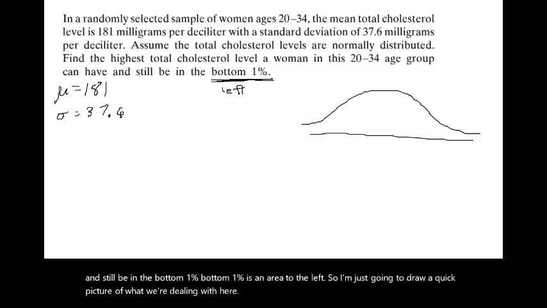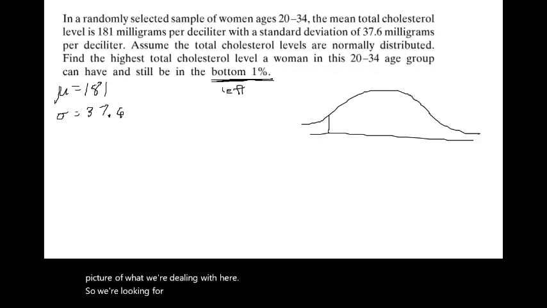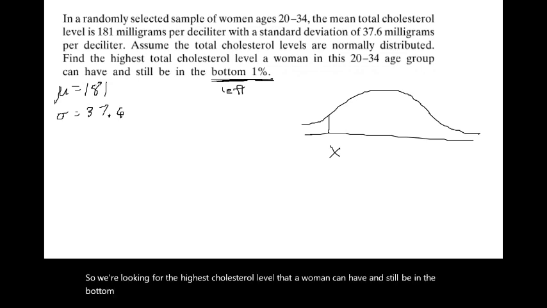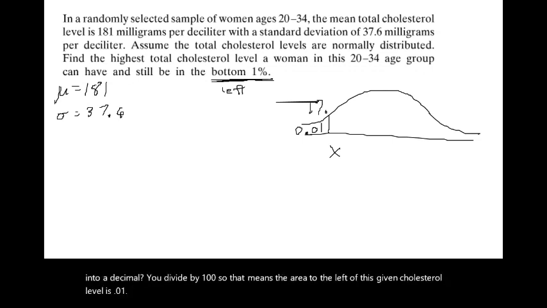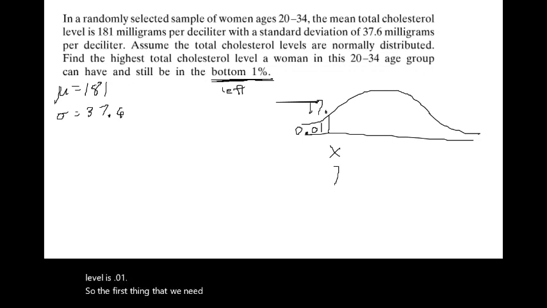So we're looking for the highest cholesterol level that a woman can have and still be in the bottom 1%. Bottom 1% means the area to the left of this given cholesterol level is 1%. To turn 1% into a decimal, you divide by 100, so that means the area to the left of this given cholesterol level is 0.01.